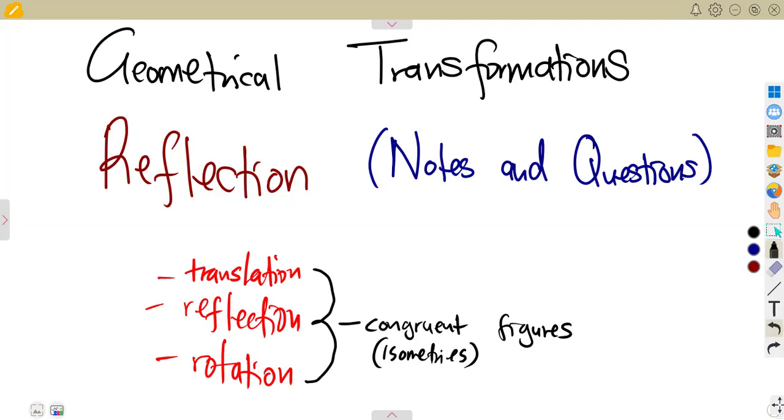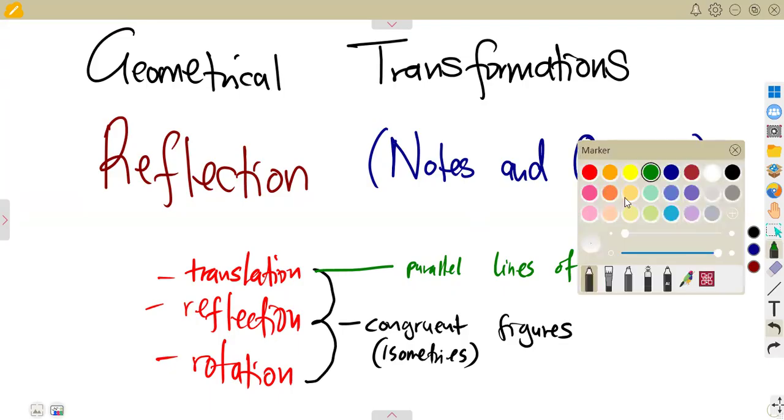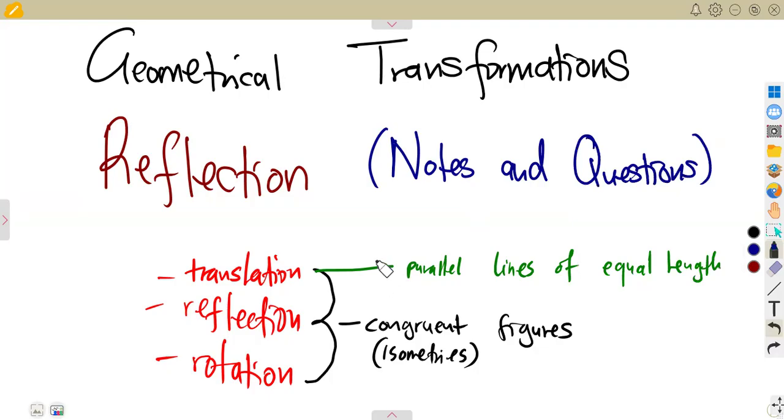But a translation, besides being congruent, has its own property which separates it from a reflection and from a rotation. When we join the corresponding points, we are going to produce parallel lines of equal length. So this is the difference that we are going to have between a translation and a reflection.